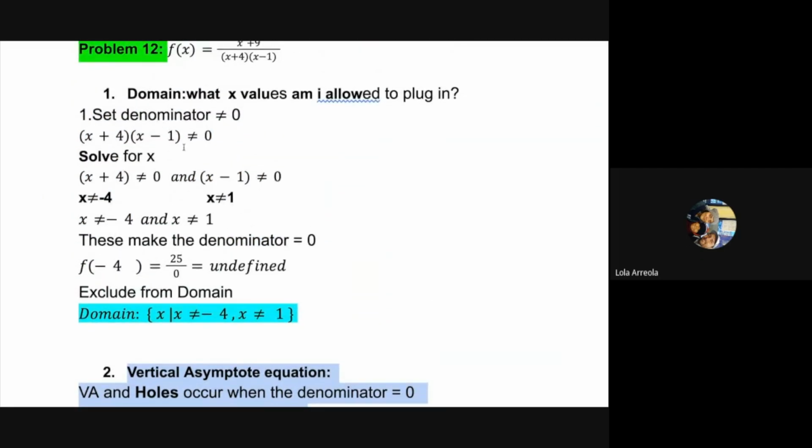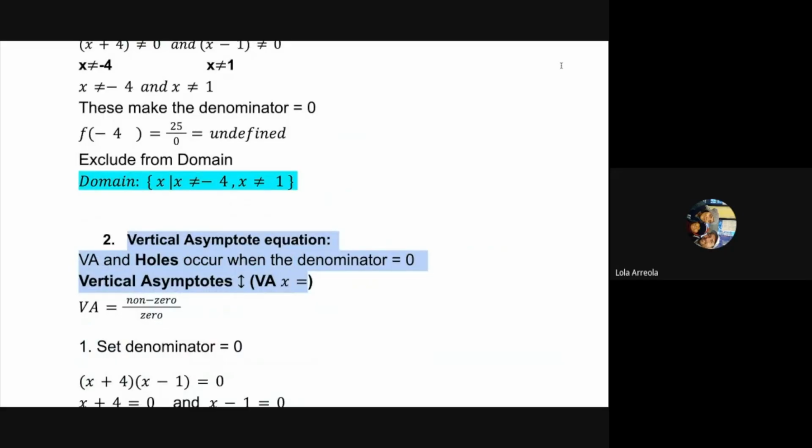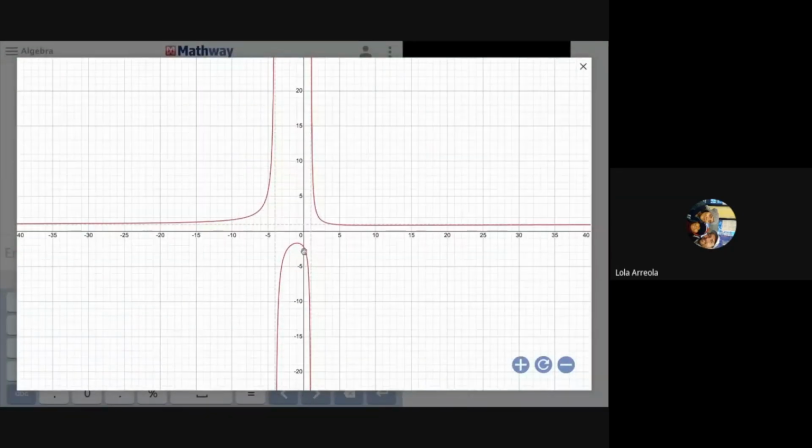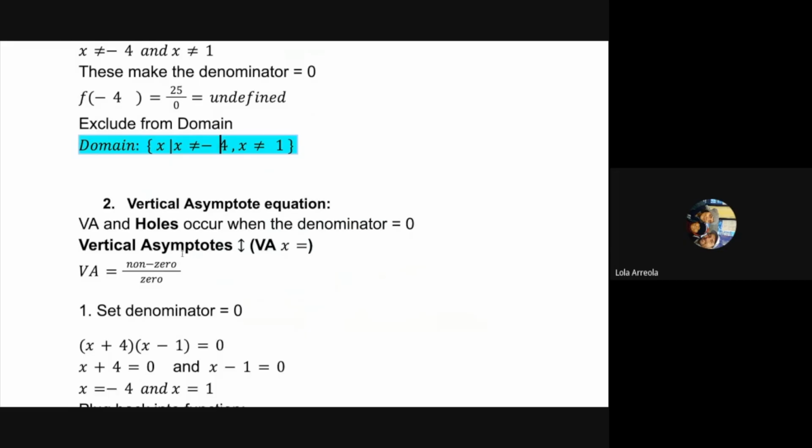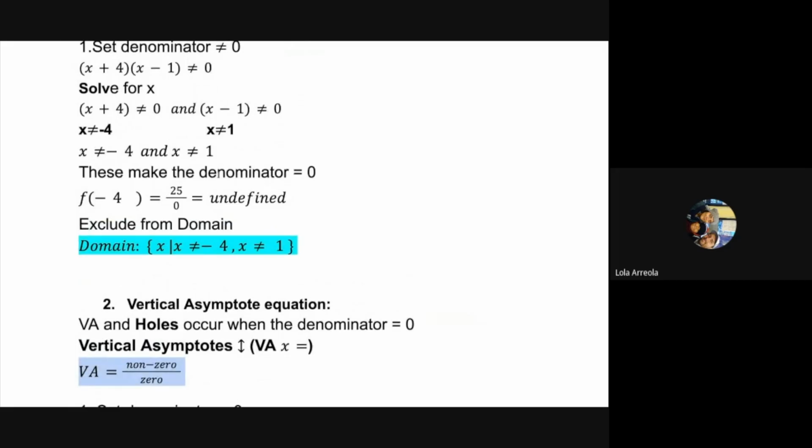So I graphed the problem. You can see that we have vertical lines where? We have a vertical line at -4. Do you see that? And a vertical line at 1. Wait, isn't that what our domain restricted? Yep, -4 and 1.